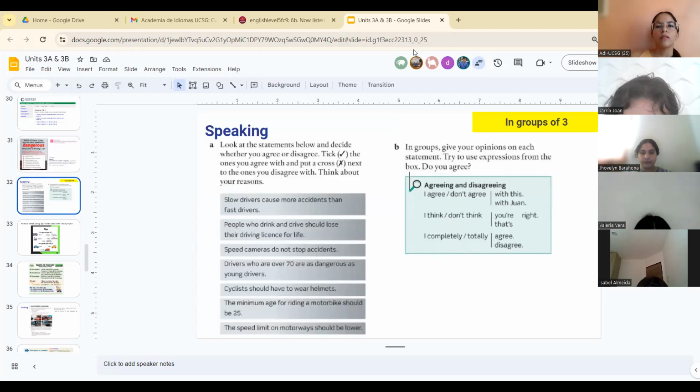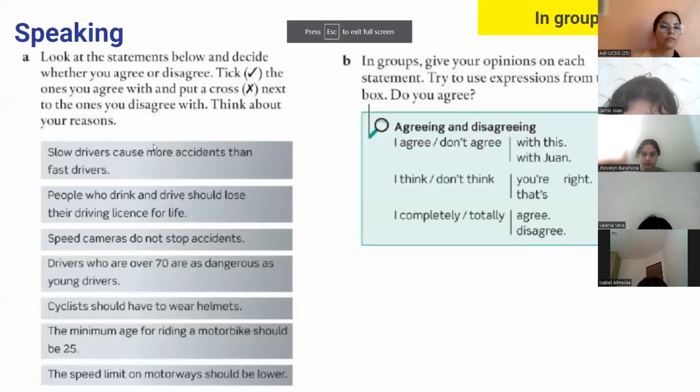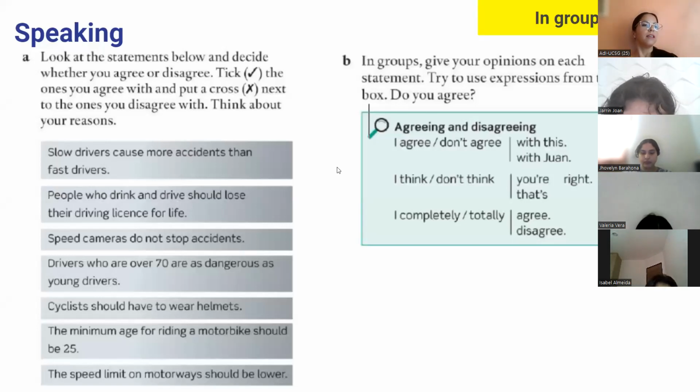Okay. We're gonna do another speaking activity. Exercise A says that you have to look at these statements and decide whether you agree or disagree. Take the ones you agree with and put a cross next to the ones you disagree with. Think about your reasons.